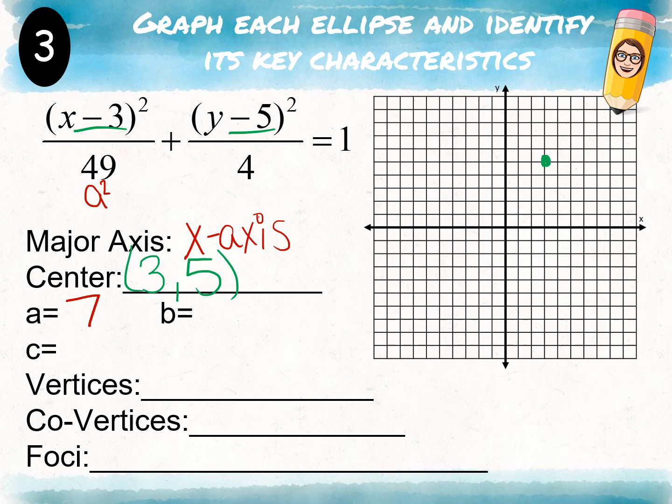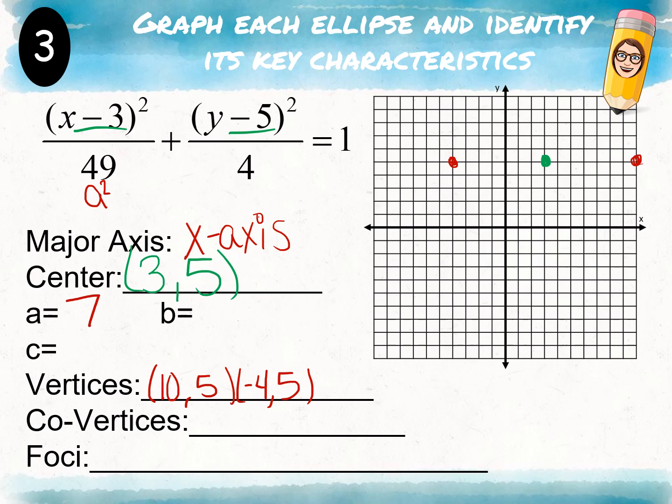So we are orientated horizontally, which means I want to go 7 to the east. 1, 2, 3, 4, 5, 6, 7. And I want to go 7 to the west. 1, 2, 3, 4, 5, 6, 7. Now, I physically counted on the graph. I wouldn't have to, right? I'm taking my x value of 3 and I'm adding 7. I'm taking my x value of 3 and subtracting 7. The y value stays the same. So you can calculate without a graph.